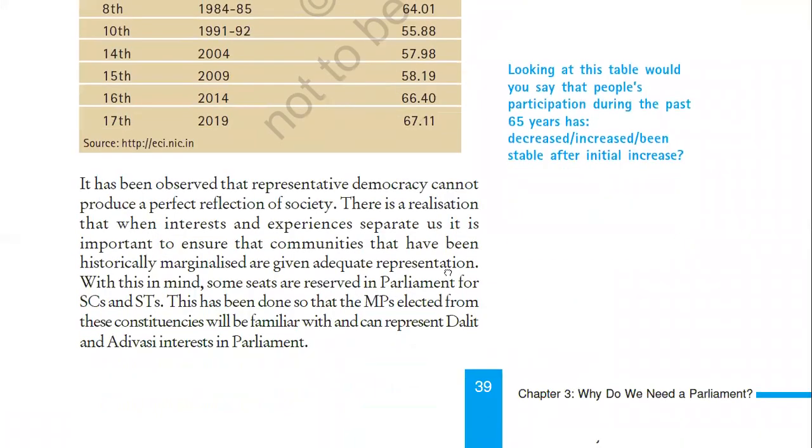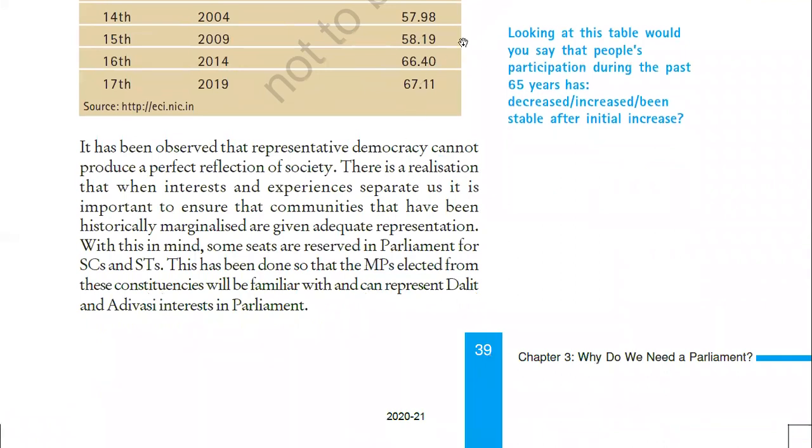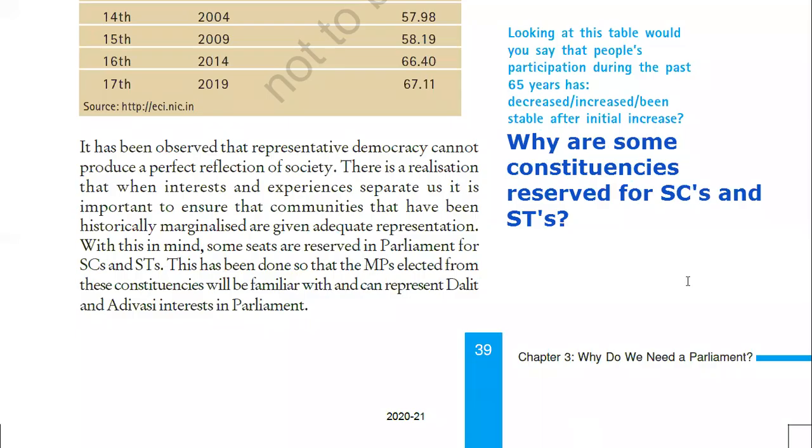Then for the last question of this chapter, we'll go to page number 39. The question would be, why are some constituencies reserved for SCs and STs? So for this, we'll go to the last paragraph of page number 39.